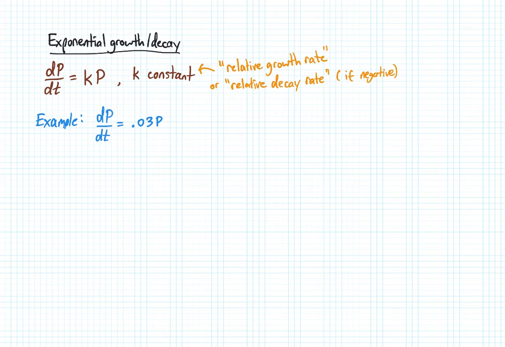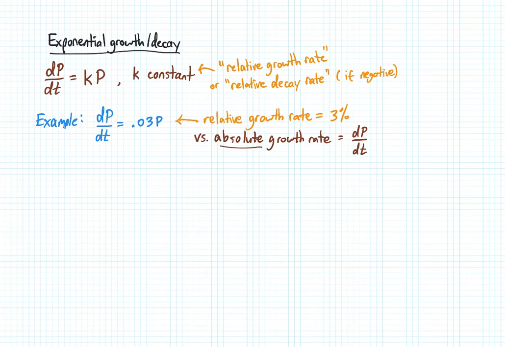So for example, if we had the equation dP/dt = 0.03P, then 0.03 is your k, and so that would be your relative growth rate. But you would typically express it as a percentage, so the relative growth rate in this case would be 3%. And it's worth comparing the relative growth rate to the absolute growth rate, which is just dP/dt, the rate of change of P. In this scenario, the relative growth rate is constant.